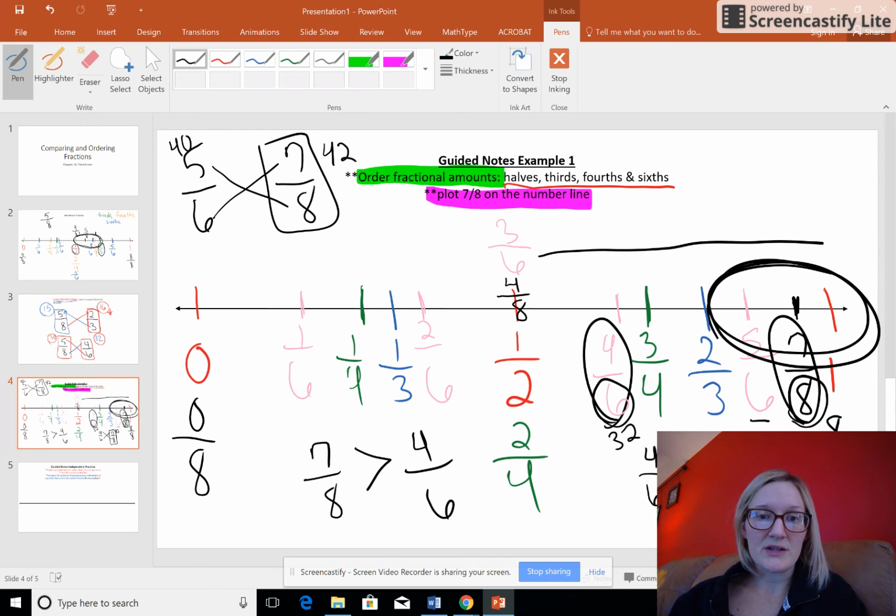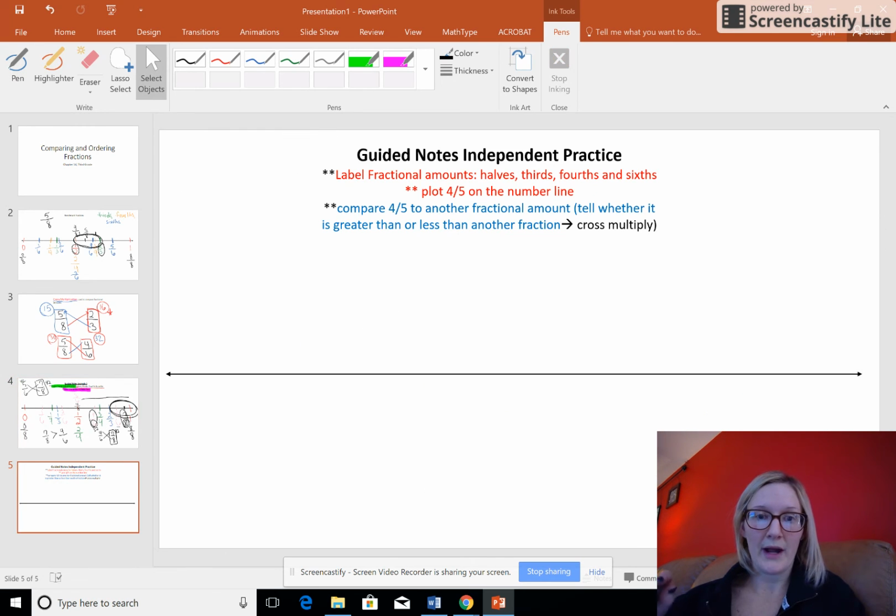Now, what I would like you guys to do is on your independent practice sheet, which should look a lot like this, and your guided notes, you are going to try the starred directions on your own. At any time, you can rewind the video and look at the examples of how to plot halves, thirds, fourths, sixths, and then it asks you to plot 4/5, and then it asks you a comparison question. This is what I'm going to be looking at when I check your guided notebooks. So I want you to try this example, see how you do, use the video for help.